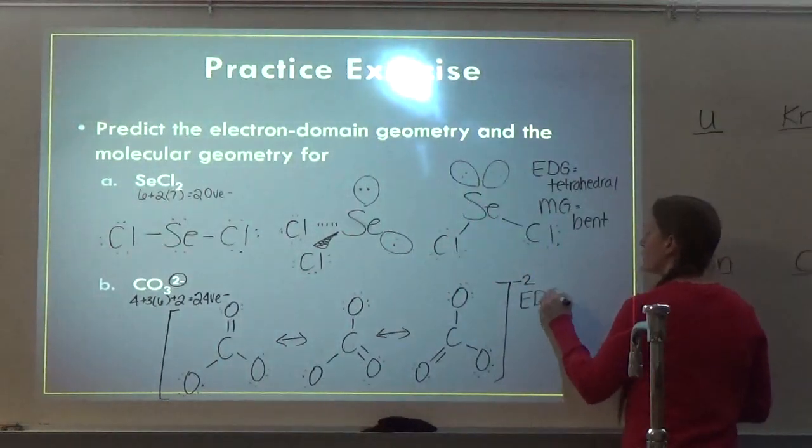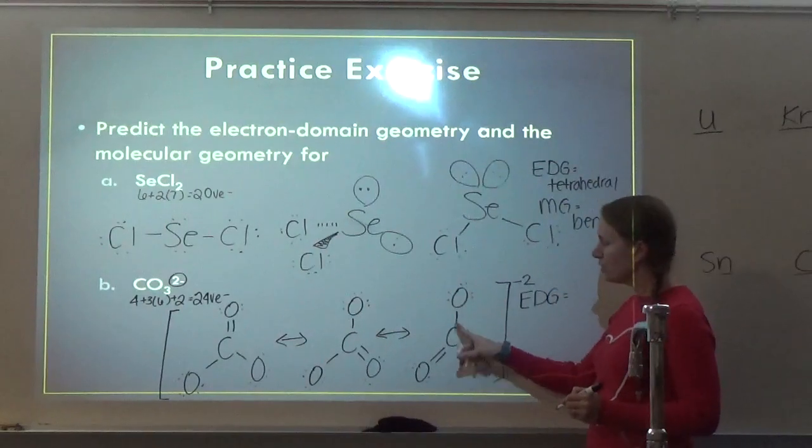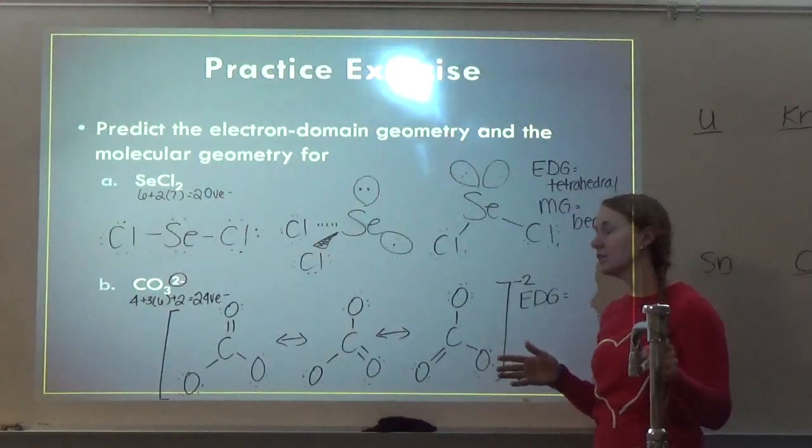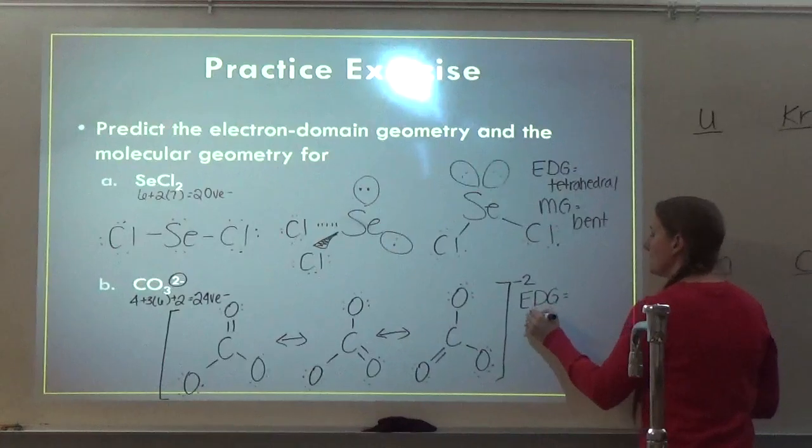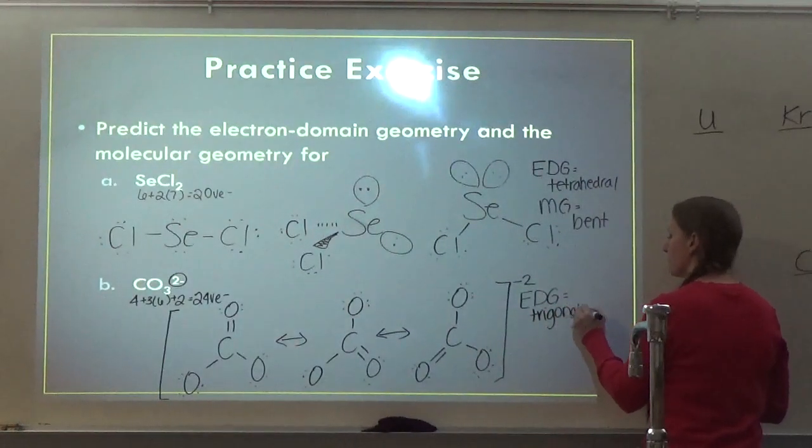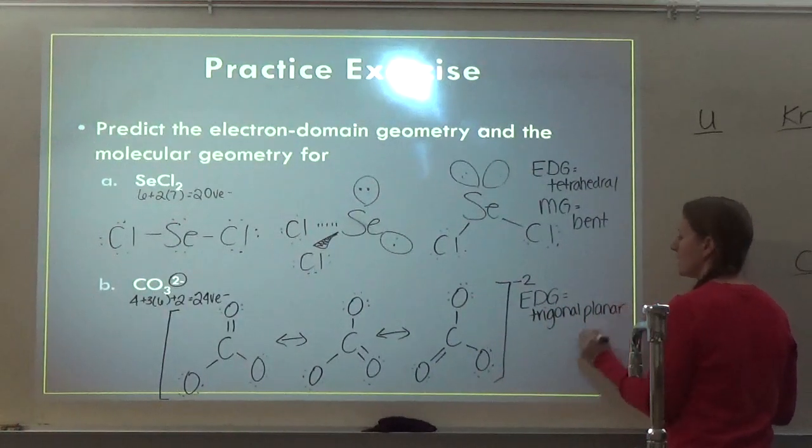So what's our electron domain geometry? Well, I have 1, 2, 3 domains, because remember, even a double bond is just 1 domain. So 3 domains is trigonal planar. So I can draw this one all in the same plane.